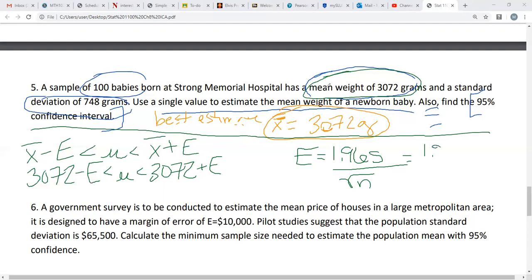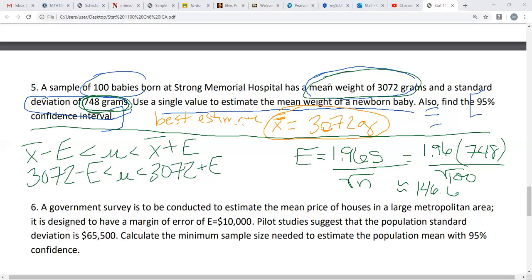We have 1.96 times our sample standard deviation, which is 748, over the square root of the number in our sample, and here we have 100 in our sample. Once we calculate our margin of error, we should have a value of about 146.6.